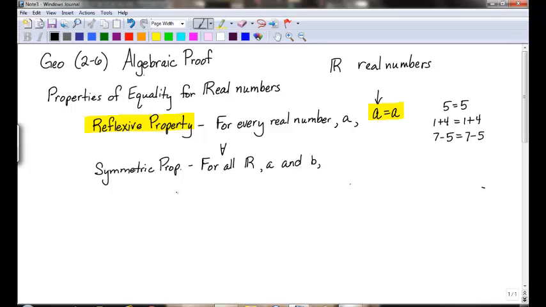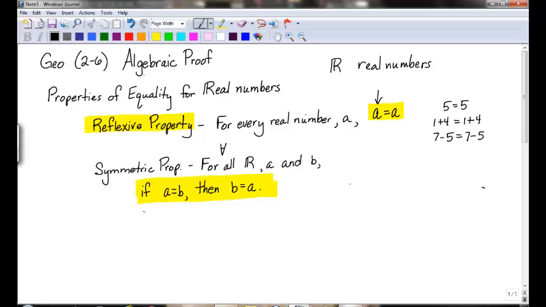If A equals B, then B equals A. And the symmetric property is always an if-then statement. And notice the A and the B turn around an equal sign. Now, just because it's one letter does not mean it's replaced by one number.